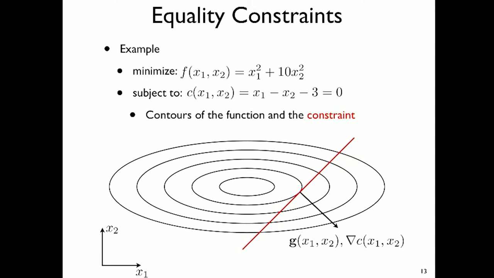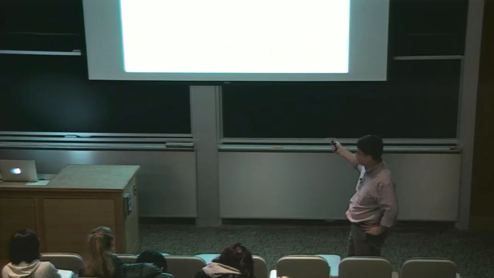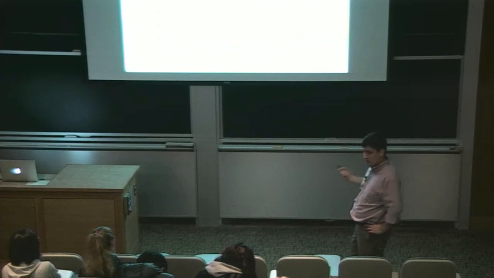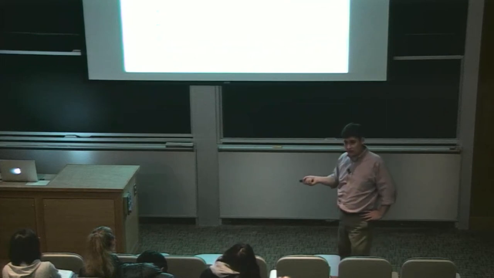And you can see the point where I can't walk downhill anymore is the place where this constraint is parallel to the contour, or where the gradient of the objective function is parallel to the gradient of the constraint. Okay. So you can actually find this point by imagining yourself moving along this landscape. After I get to this point, I start going uphill again, right? So that's the method of Lagrange multipliers.